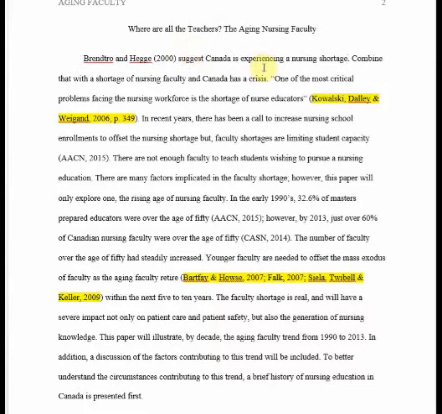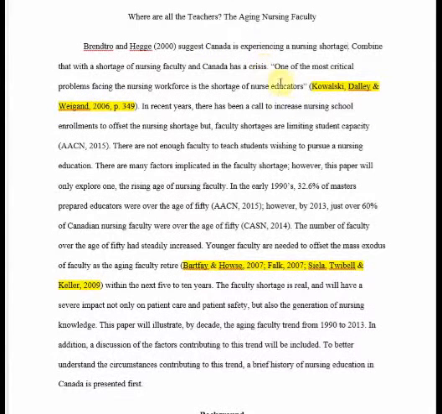However, the next sentence is a direct quote. So one of the most critical problems facing the nursing workforce is a shortage of nurse educators. I took that directly out of an article. I need to quote that and give them credit for that statement. So I have the author's names, the year the article was published, and the page I found that on. Now I could write this another way as well. I could, like I did for the first sentence, put their names, and here, let me just do it for you.